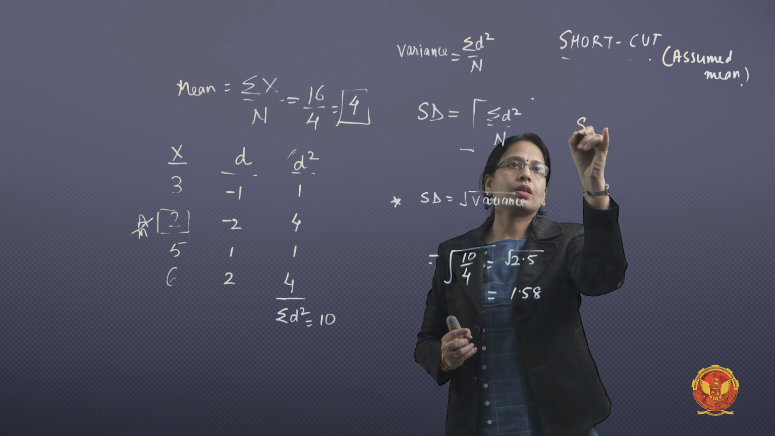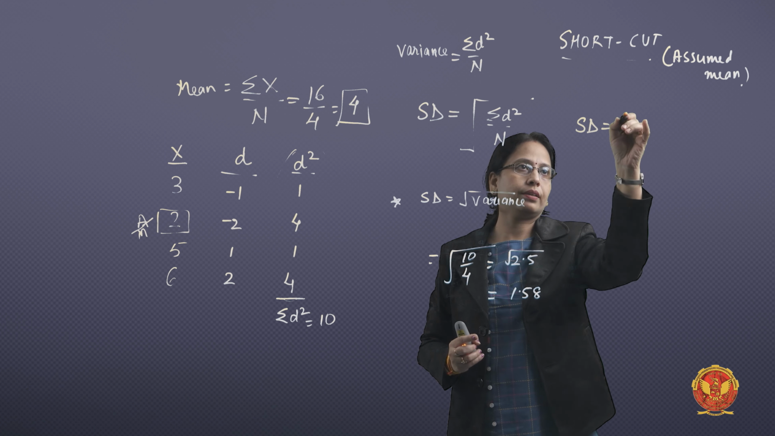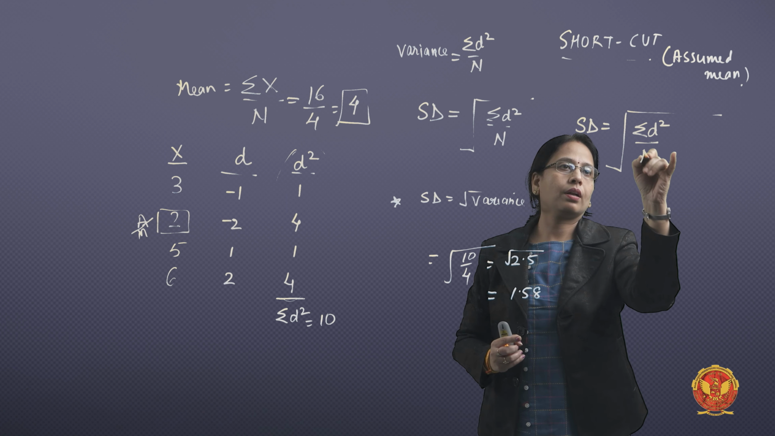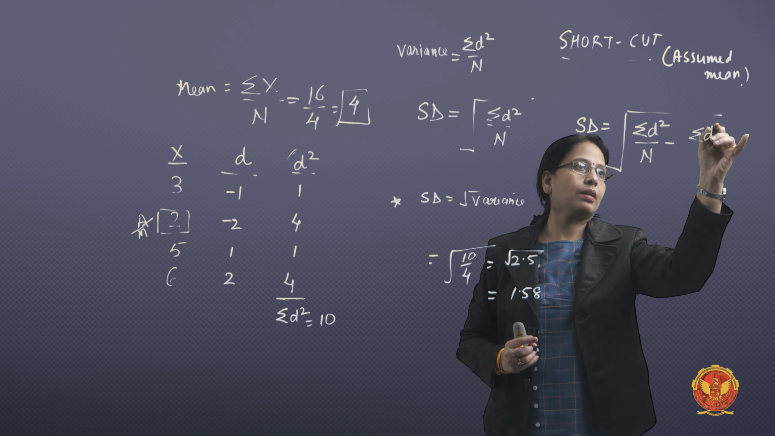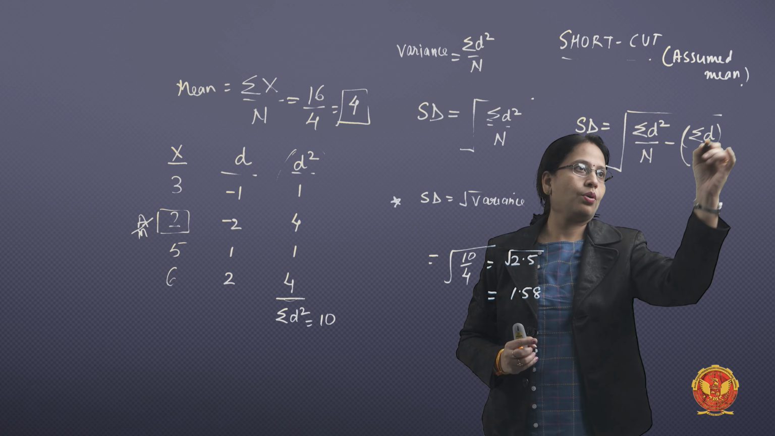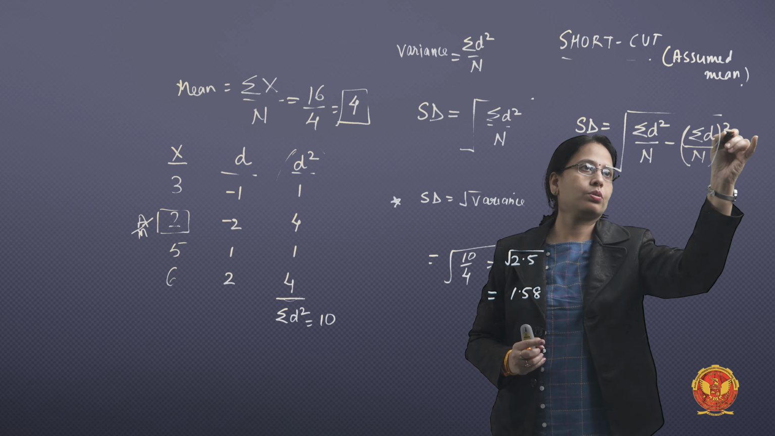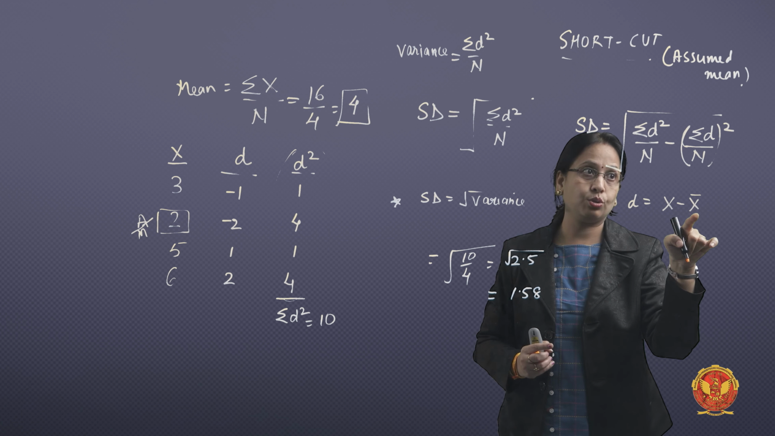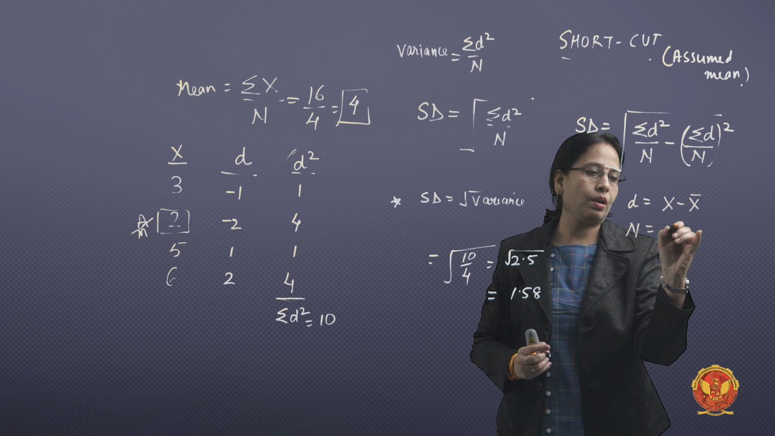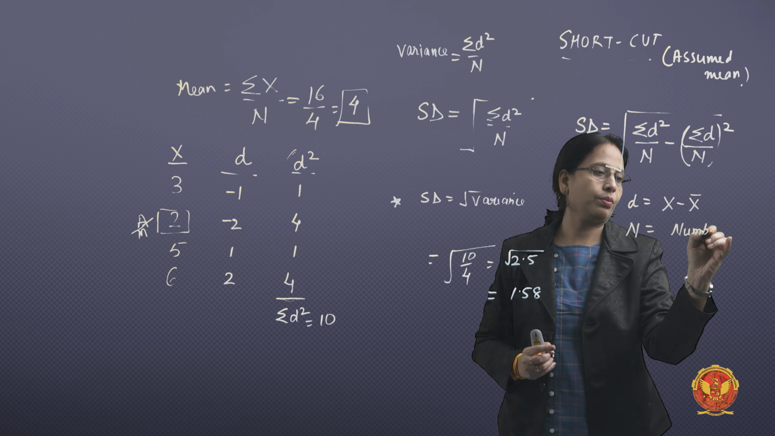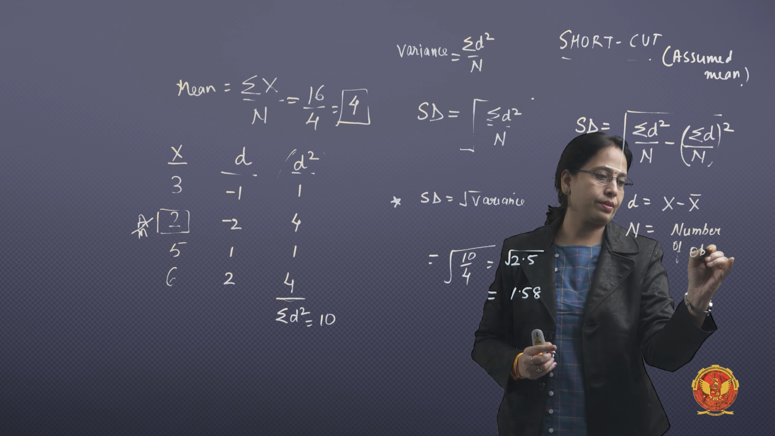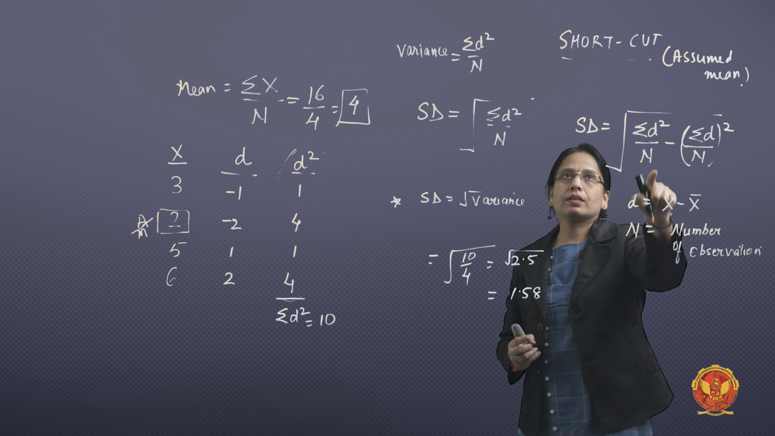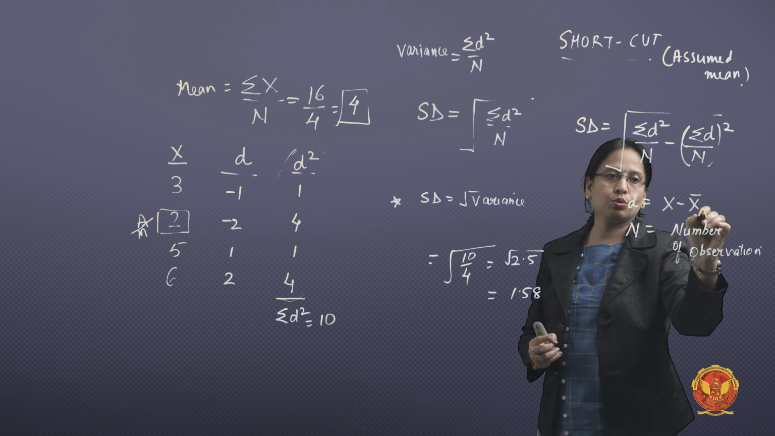I will put the formula first. Standard deviation in the case of the shortcut method is the square root of summation d square upon n, minus summation d upon n, whole square. Look at here. What is d? D is the difference from the assumed mean. What is n? N is the total number of observations.